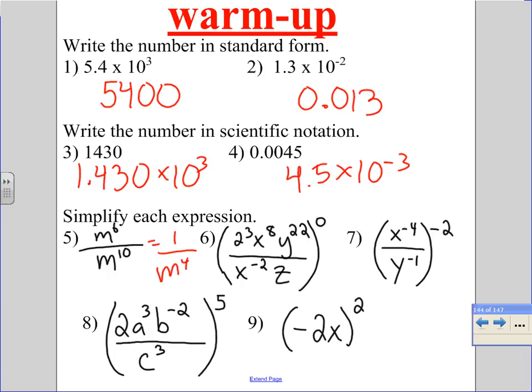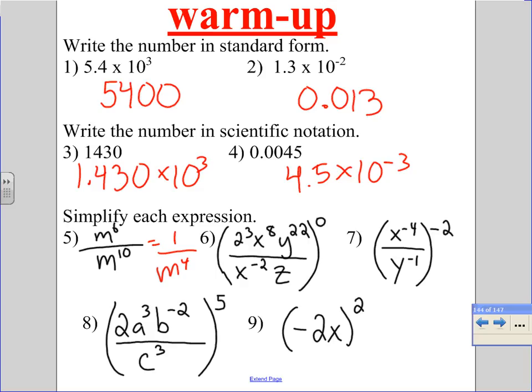I noticed, now Justin, not you, but a lot of people yesterday, and when I checked page 59 last week, a lot of you guys were leaving m to the 4th on top. Remember, 6 minus 10 is -4, so then you need to move it to the bottom of the fraction, which means there's a 1 on top. Emma H? Okay, questions on 5?